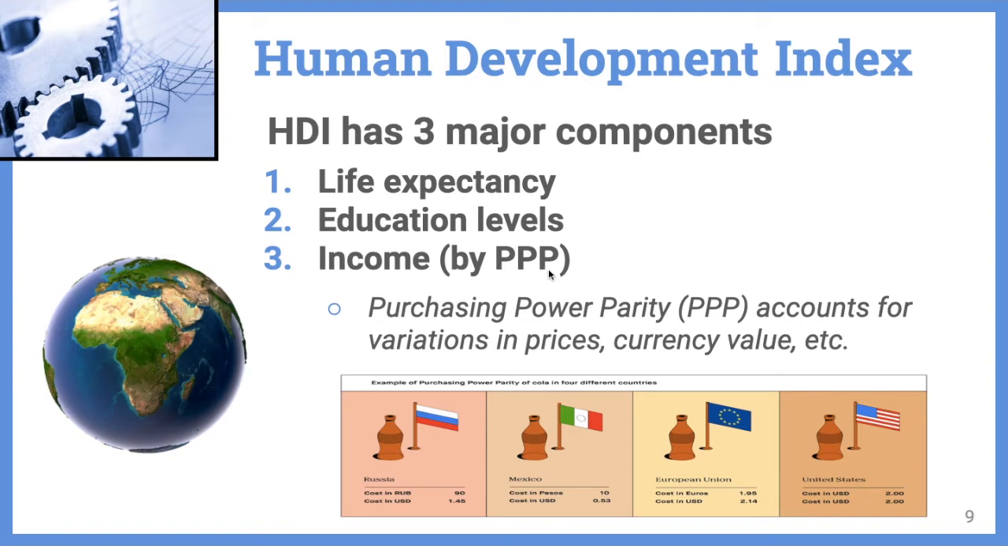Now, what purchasing power parity means is income is not just income for everyone around the world. Purchasing power parity accounts for variations in different prices of goods around the world and the different values of currencies within each country. So it balances all of that to try and create a level playing field, so to speak. And I think we could all agree these are 3 pretty important components. You know, are there things missing? Absolutely. It's not perfect, and it's only one way to measure development, but it is a widely used index.